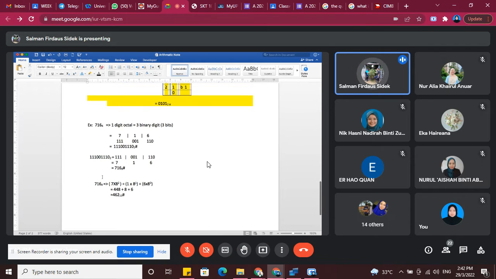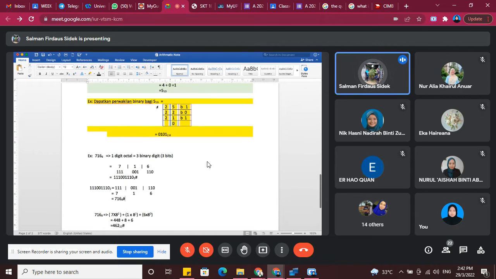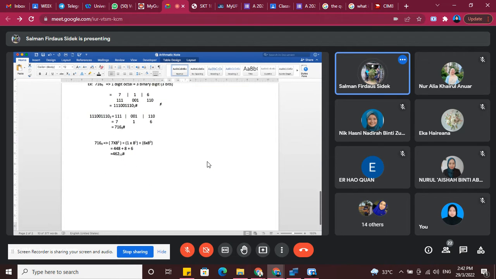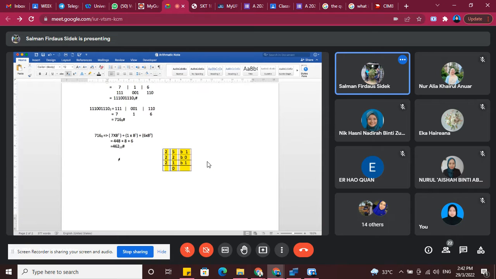Okay, and then how do we convert decimal to octal? We use this one. For decimal to another number system, we use the division technique. So we use this technique for this one.